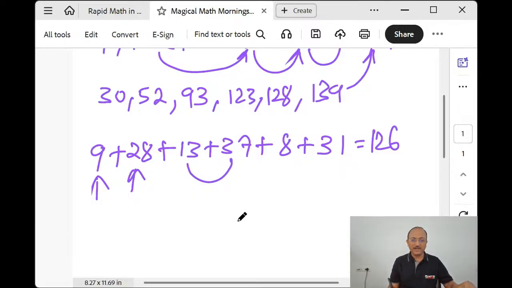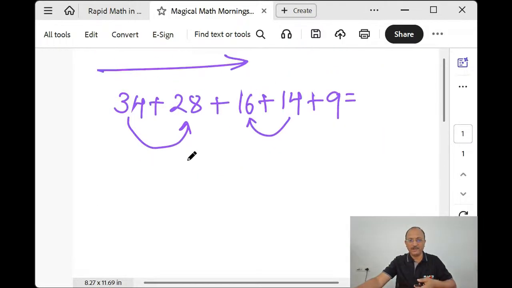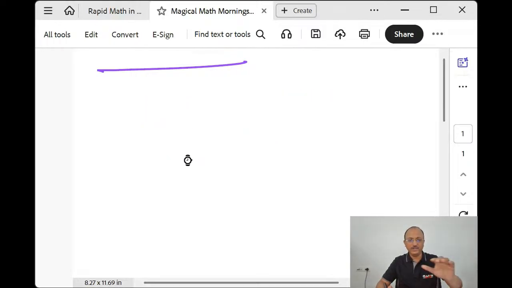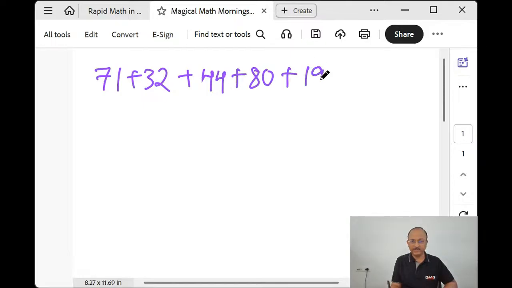Okay. Shall we try one or two numbers in this method? Or you want me to give one more example? Let me give a little difficult one. This is what we do, addition from the left to right. Let's take a little bigger number, like we want to add 71 plus 32 plus 44 plus 80 plus 19.